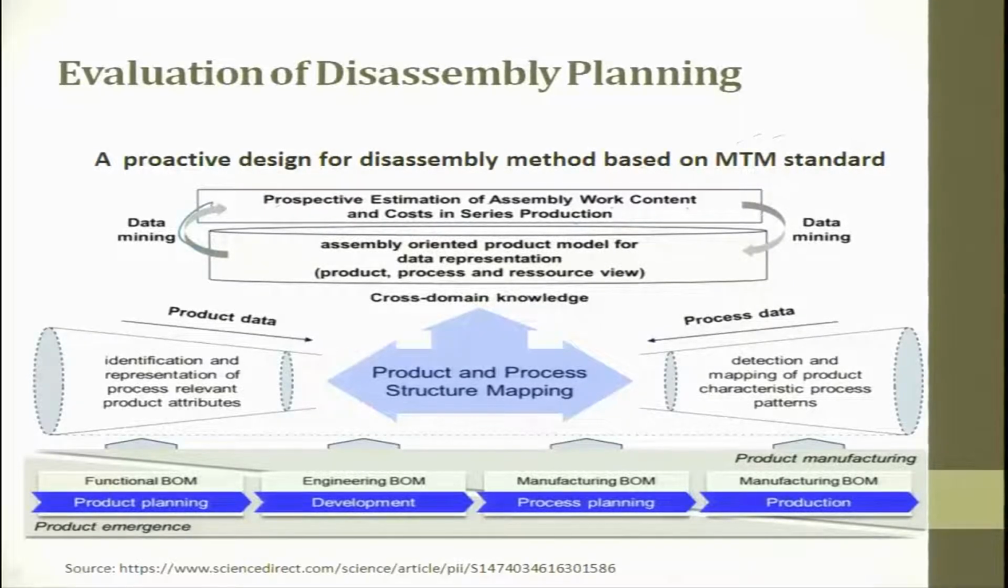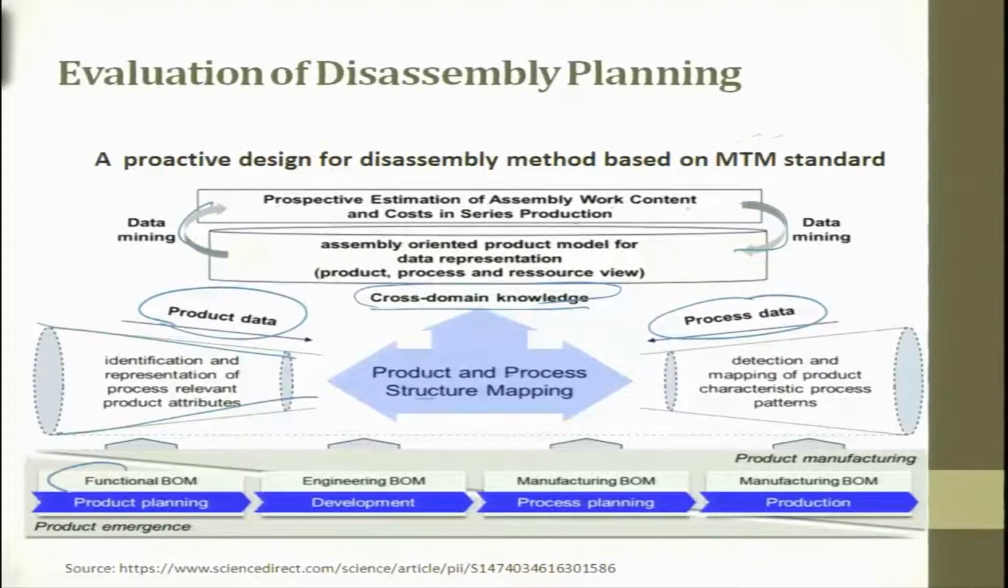So we do back and forth data mining, and then we try to generate something called cross domain knowledge. So here we have product data, here you have process data. This is something like a funnel which comes here. So identification, representation, process relevance and product attributes. Here detection and mapping of the product characteristics and process pattern. So the cross domain knowledge is product and process structure mapping.